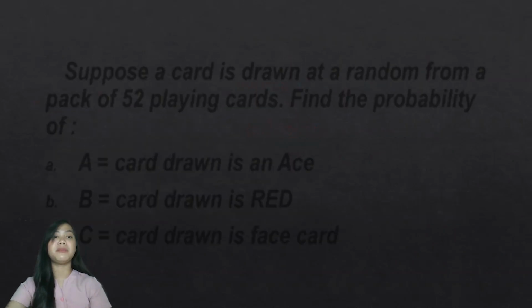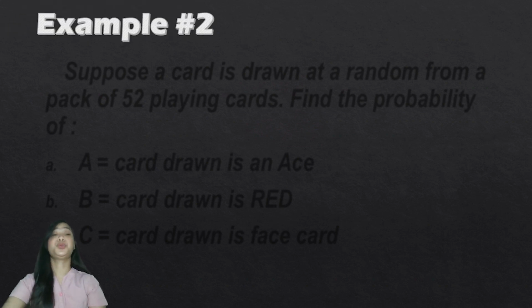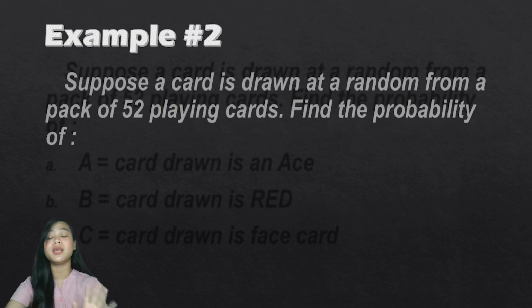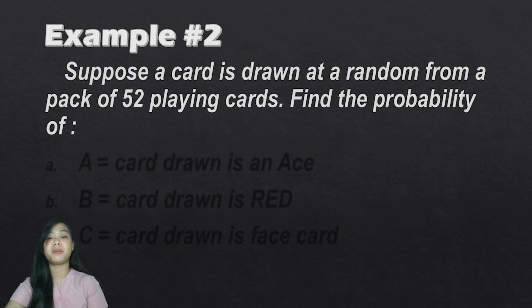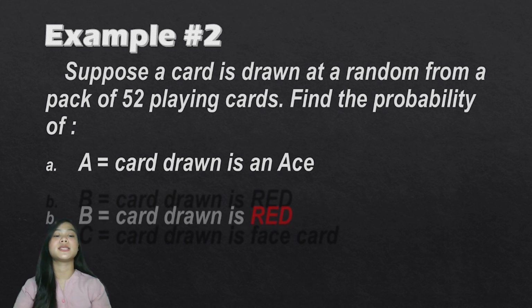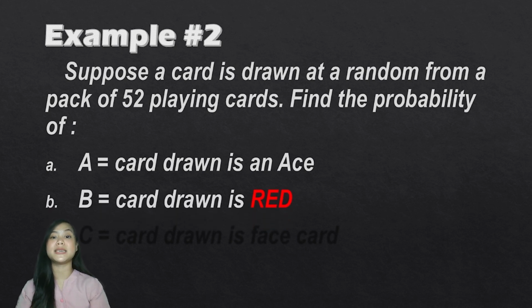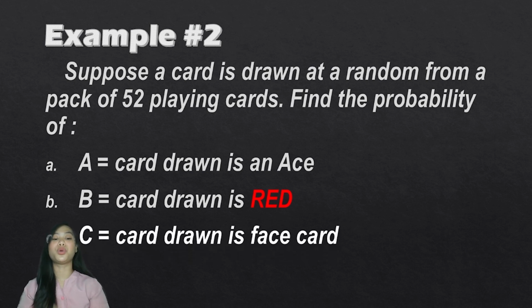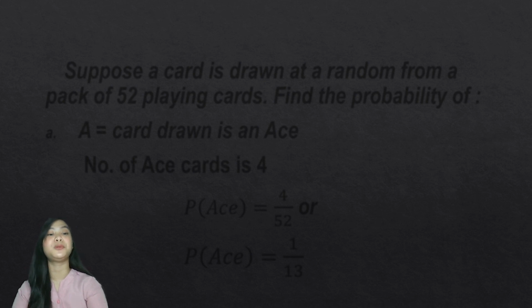So let's have the problem here. In this example 2, suppose a card is drawn at random from a pack of 52 playing cards. So we are going to find the probability of A, the card drawn is an ace; B, the card drawn is a red card; and C, the card drawn is a face card.